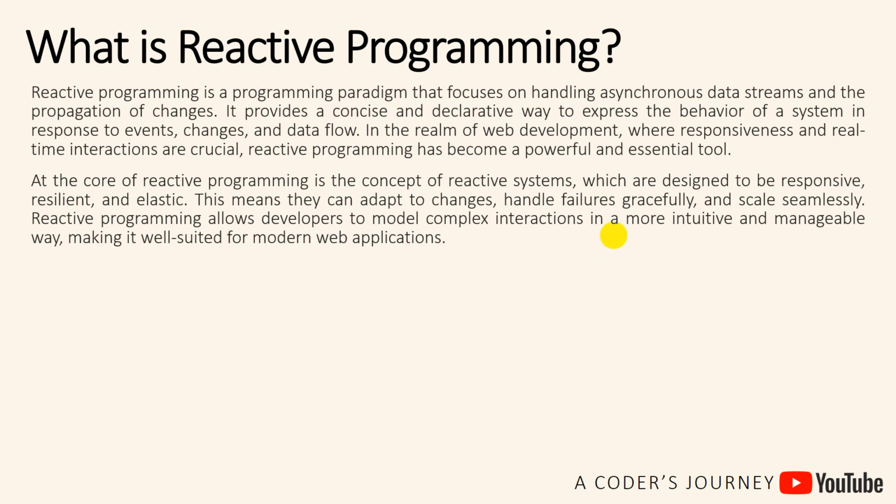As I told you, reactive programming is based on reactive systems. Reactive systems are responsive, resilient, and elastic. They adapt to changes, they can handle failures gracefully, and they can scale seamlessly. As the load increases, the resources increase to accommodate that increased load. As the load decreases, they can scale down. So they can adapt to changes. They are elastic. And this makes reactive programming and the ideas behind reactive systems a great fit when it comes to developing modern web applications.